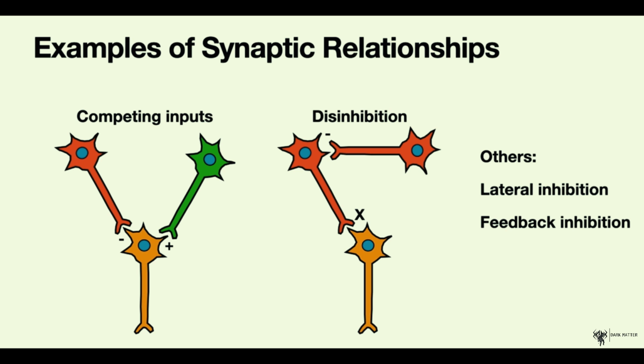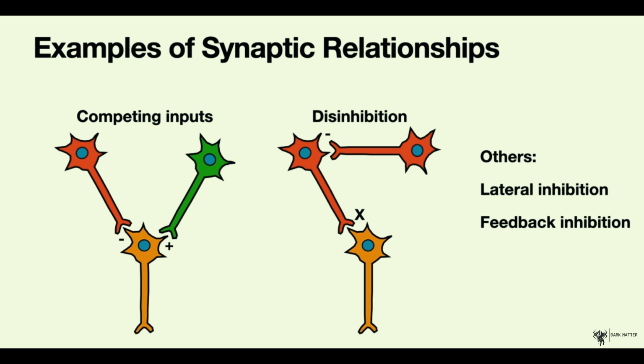So one will push it towards threshold to trigger an action potential, while the other, the inhibitory neuron, will push it away from threshold towards a more negative potential. So in this case, the presynaptic neuron that provides the stronger input will determine what the postsynaptic effect will be. So we saw this before when I talked about summation, so that's what will happen here.